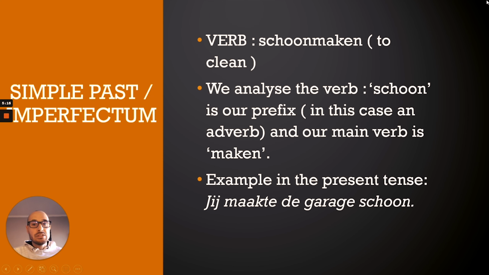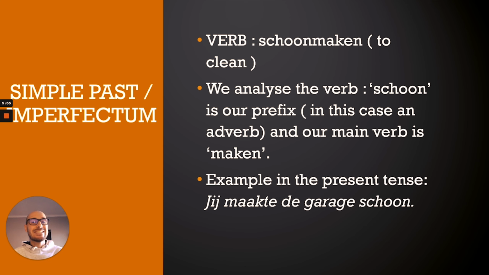Okay, so we will continue now and we will go to the simple past or the imperfectum. Okay, so we check again, what verb did we choose? Okay, we have the verb schoonmaken. Schoonmaken means to clean. Okay, so we analyze the verb. Schoon is our prefix. Maken is our main verb. Okay, so schoon in this case is an adverb, can also be an adjective, and our main verb is maken. Okay, so now we are going to put this sentence in the simple past. Okay, in the imperfectum. Jij maakte de garage schoon.